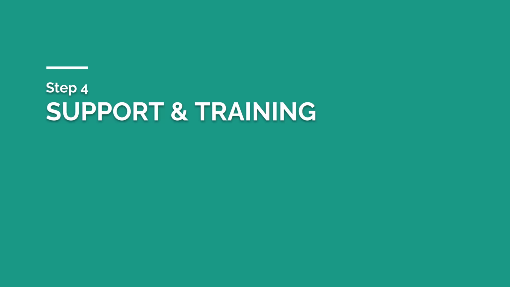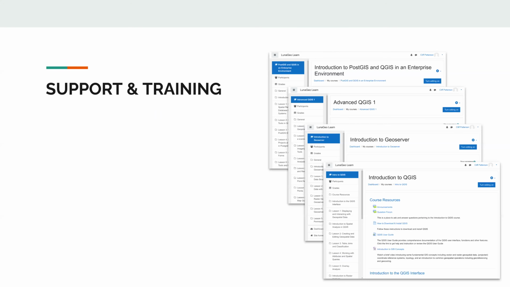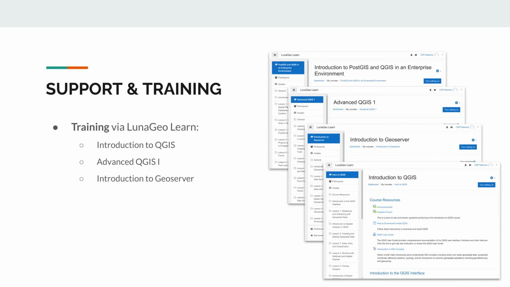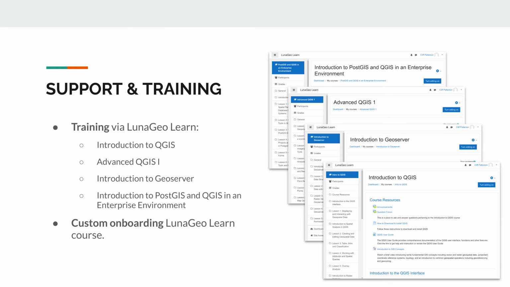All right, so the last step, step 4, we're almost there, is that support and training step. What we do is we give all of our clients and all of their staff, within limits, access to LunaGeo Learn. That gives them access to all of our main courses, which includes Intro to QGIS, Advanced QGIS 1, Introduction to GeoServer, Introduction to PostGIS and QGIS in an enterprise environment, which is one of my favorite courses, where it's all on databases and SQL and so on.